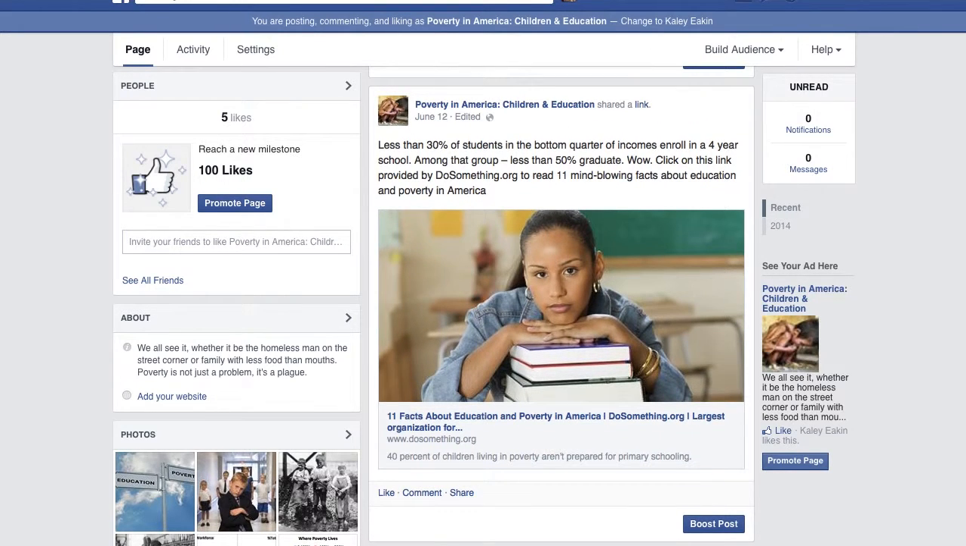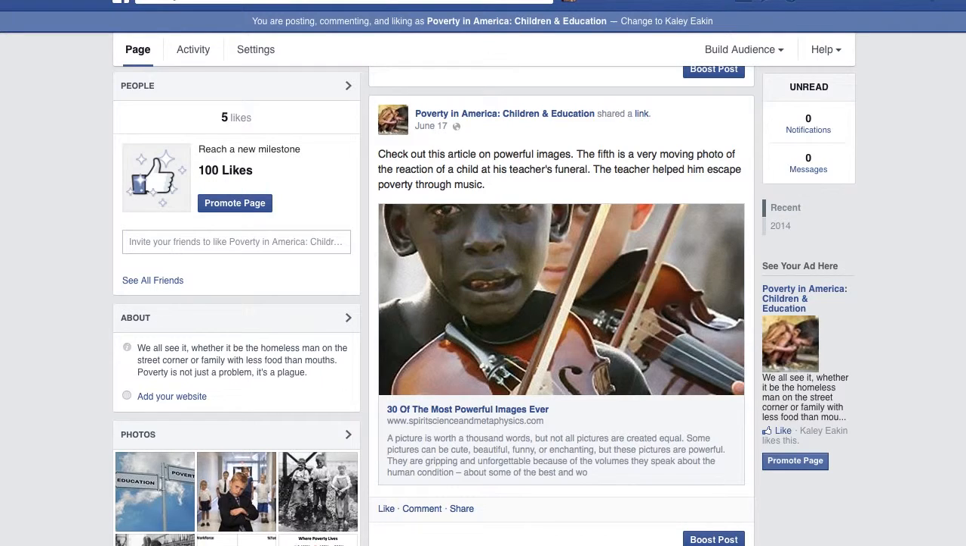This fact sheet, originated by DoSomething.org, is eye-opening. It lists 11 facts about education and poverty in America. For instance, less than 30% in the bottom quarter of incomes enroll in a 4-year school. Among that group, less than 50% graduate. In an article depicting 30 of the most powerful images, one is of a boy who is seen crying at his teacher's funeral, who helped him escape poverty through music.